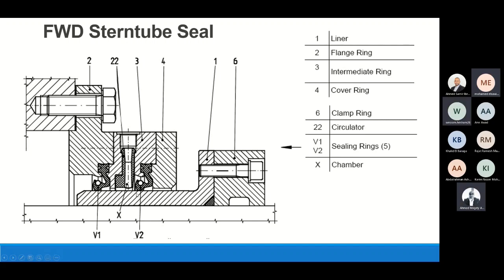I'm pointing for the same, for the wear issue of the seals, because again here the seal will cause a wear. So we just move this clamp either forward or aft, depending on where it is located.